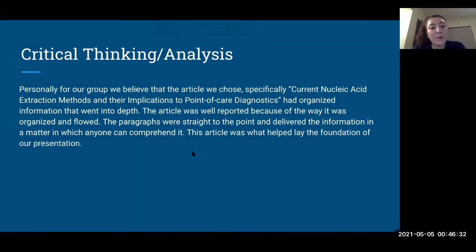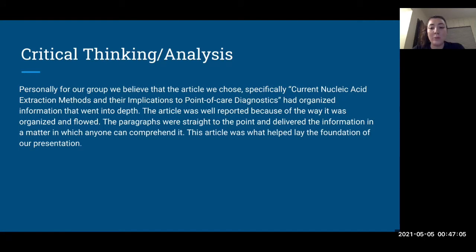So, the critical thinking and analysis for our articles. For our group, we believe that the article we chose, specifically the current nucleic acid extraction methods and their implications to point of care diagnostics, had organized information that went into depth. We thought the article was well reported because of the way it was organized and flowed. The paragraphs are straight to the point and delivered the information in a manner in which anyone can comprehend it.